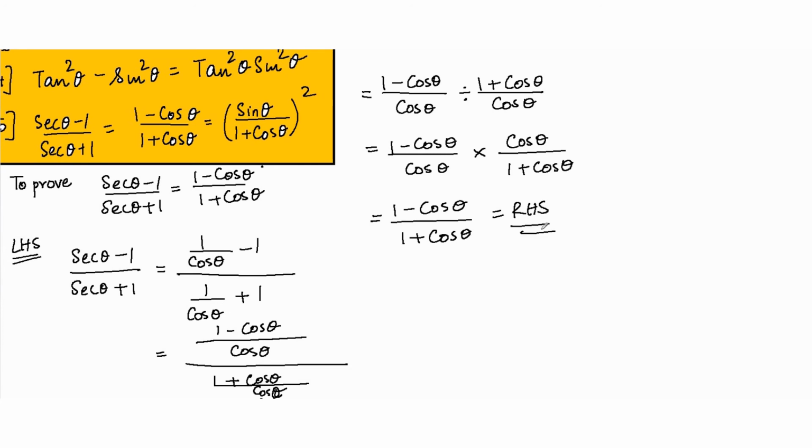So I noticed that converting sec to 1 by cos actually helped me, and I was able to get the answer easily. Division of fractions was one of the concepts used here, and of course finding the LCM was the other. Now let us see if I can prove the second part. So let me draw a quick partition over here.